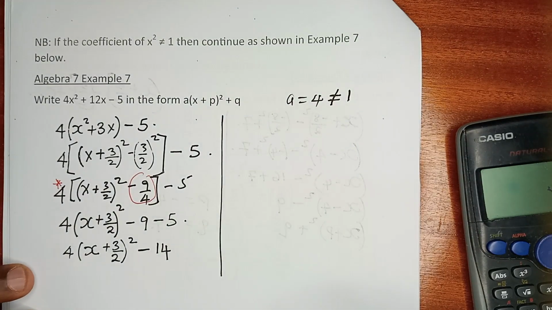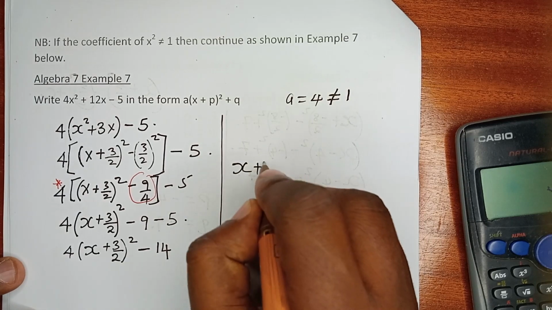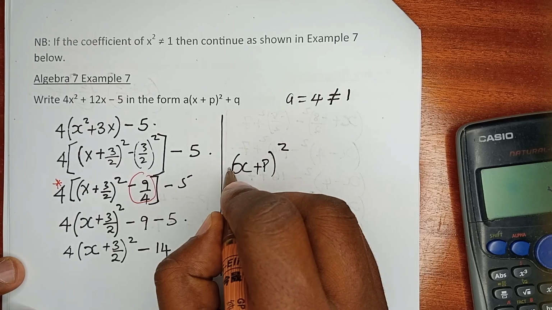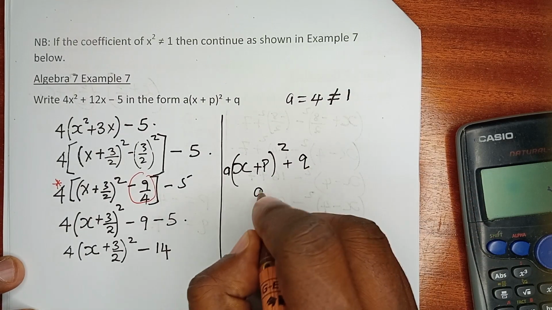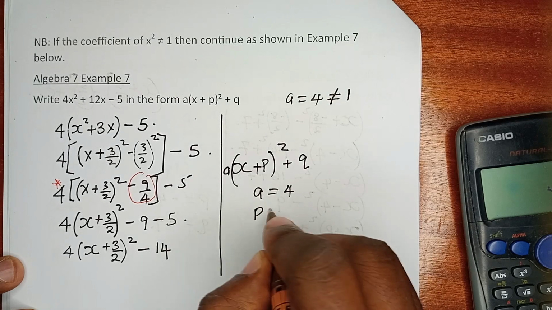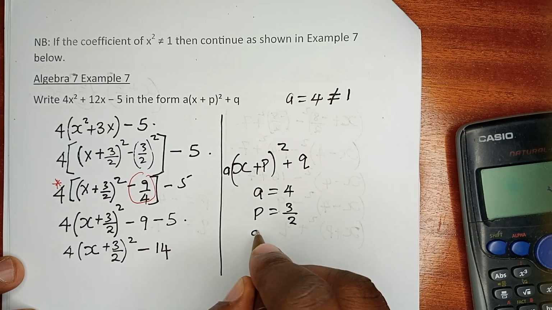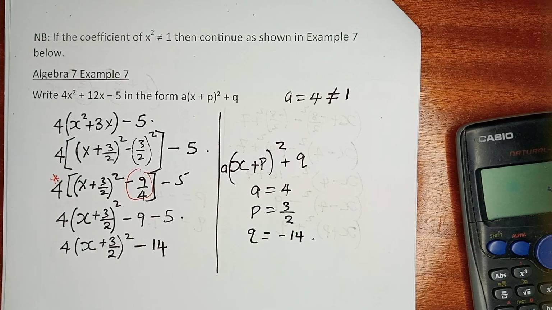In this case, this one is already in the form a times x plus p squared plus q, where a is equal to 4, p is equal to, as you can see, 3 over 2, and q is equal to negative 14. And that is just like it.